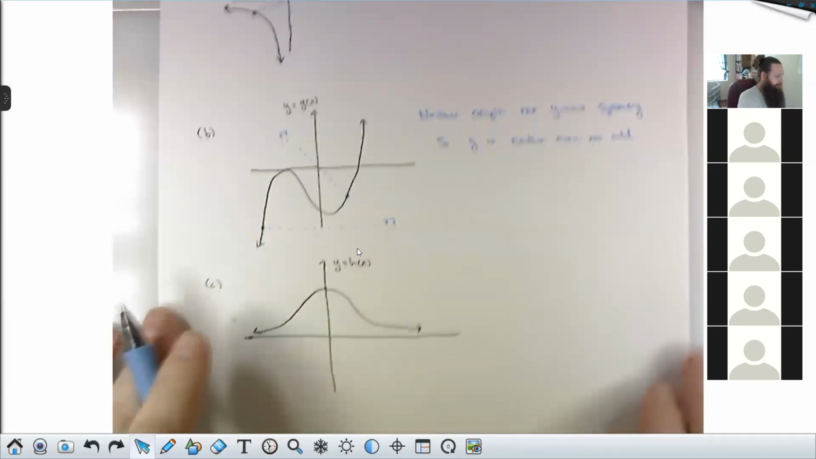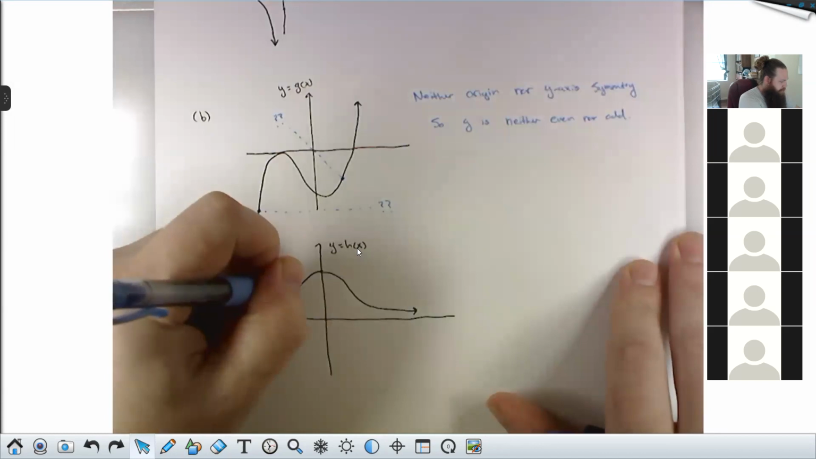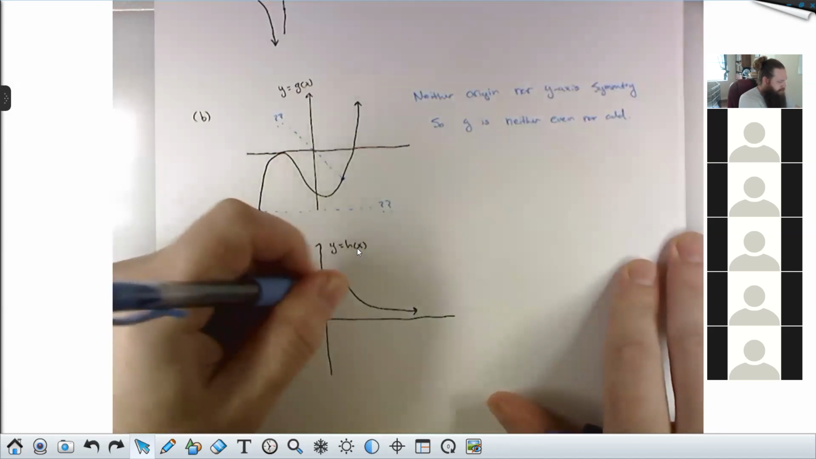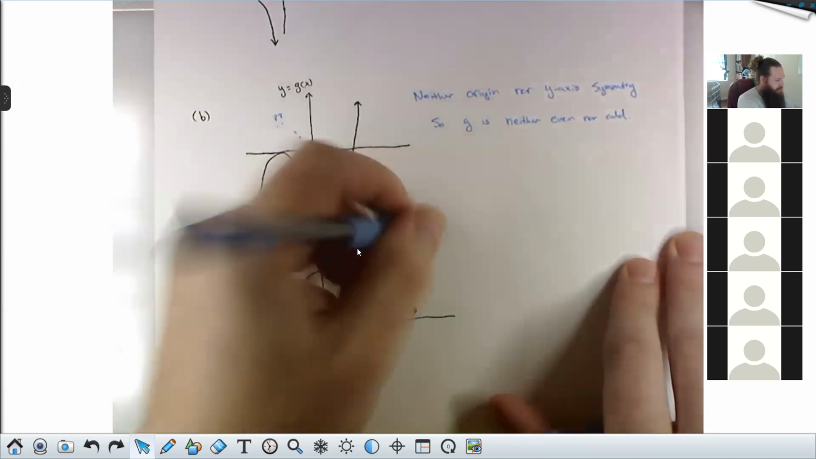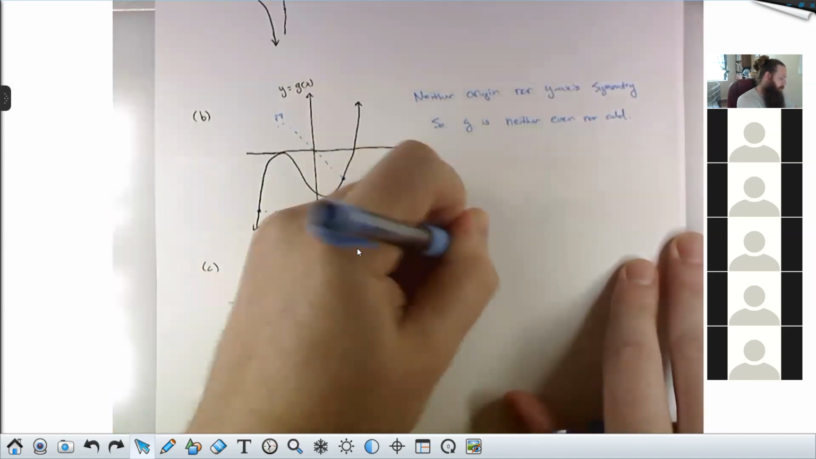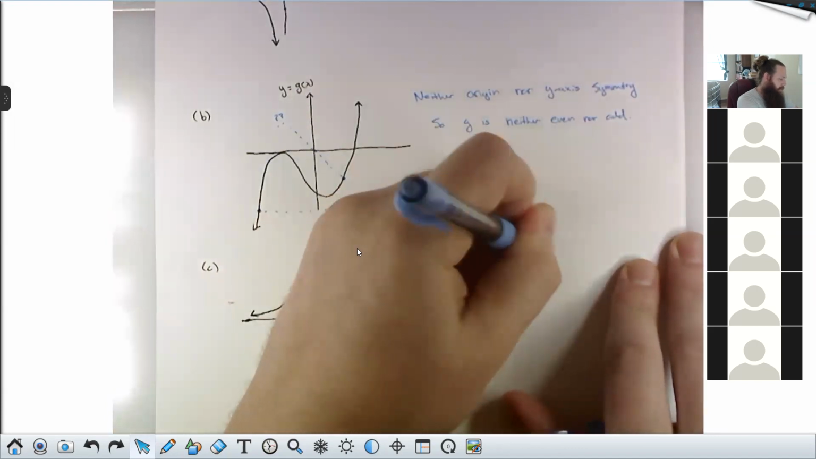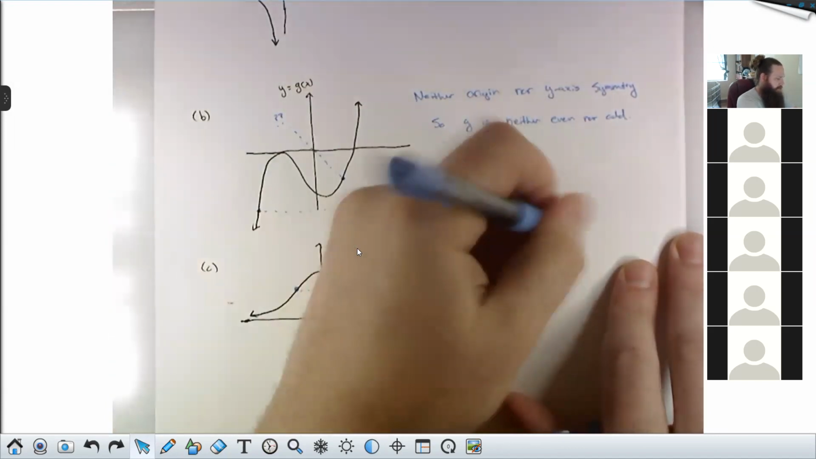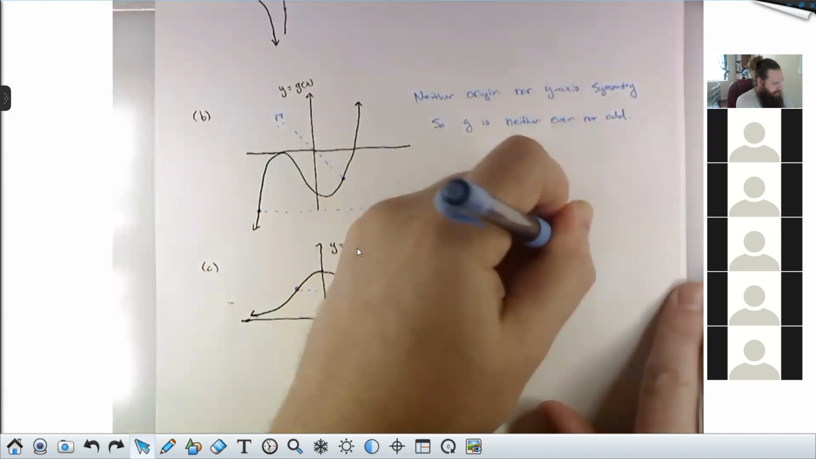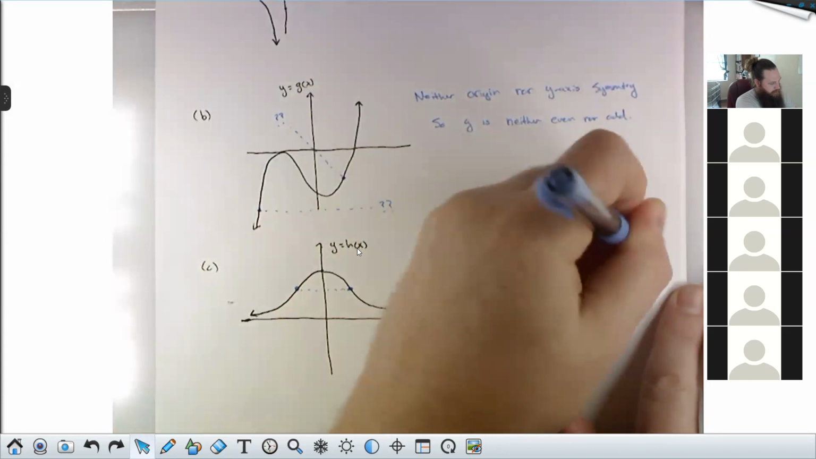And the last guy? It would be even. Good, yeah, this is an even function. Take a point over here, reflect across the y-axis, I get a point over here. So this has y-axis symmetry, which implies this function, which I've called h, is an even function.